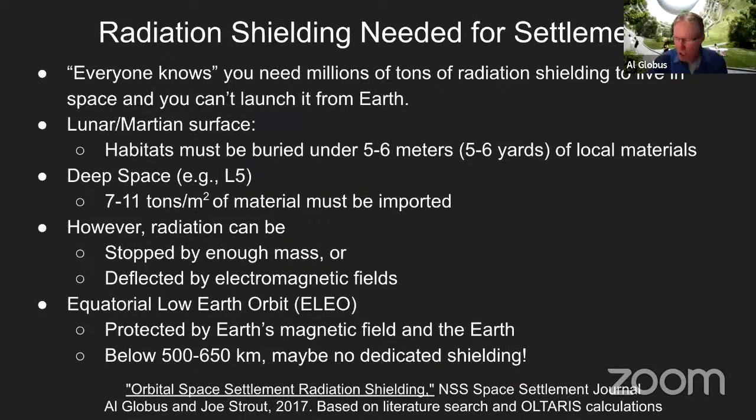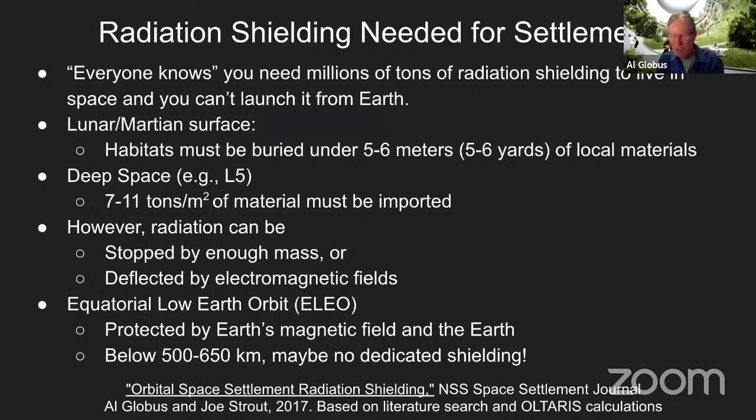Okay, so now let's see why equatorial low Earth orbit has very low radiation and exactly how much it has and whether that's acceptable or not. In the space settlement business, everybody knows you need millions of tons of radiation shielding to protect you from radiation in deep space, and you can't launch that from Earth. We saw that with the Stanford Torus. If you're on the lunar or the Martian surface, you've got to bury yourself under 5 or 6 meters of local materials. In deep space, depending on what material you're using for shielding, you need between 7 and 11 tons of material per square meter. That's an enormous amount of material.